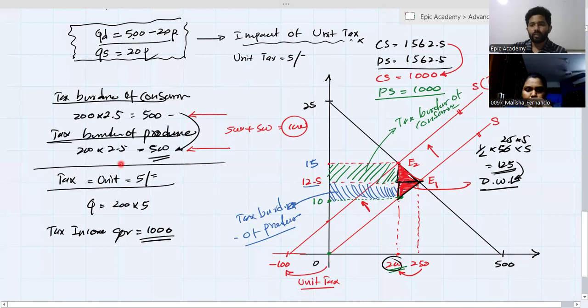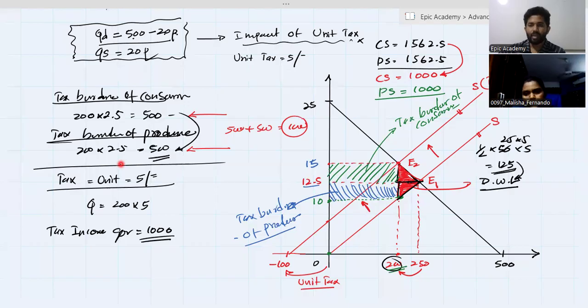No one is going to claim that area. It will be lost for the entire society. Even the government cannot claim it, the producer cannot claim it, and the consumer also cannot claim it. That's why we call it dead weight loss, because it already belonged to the consumer and producer. After imposing the tax, it becomes a loss for the entire society, represented by the consumers, producers, and also the government. This is the calculation for the unit tax.